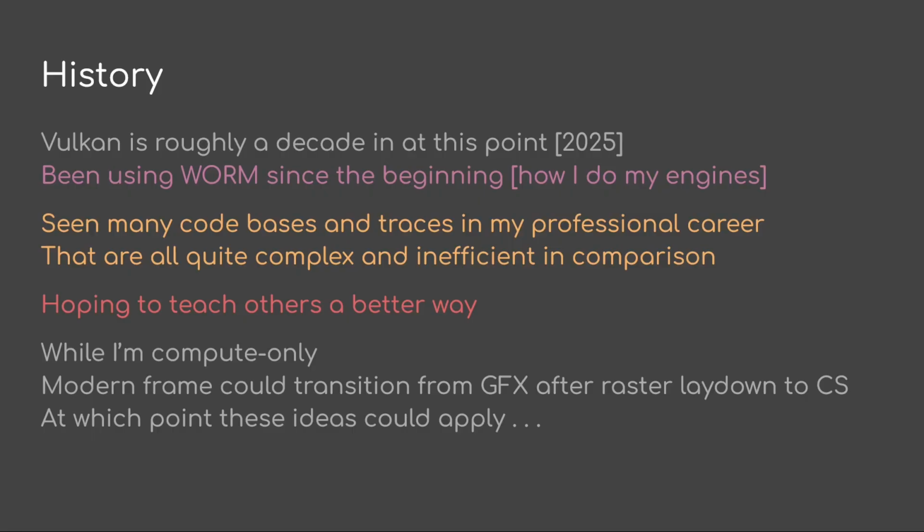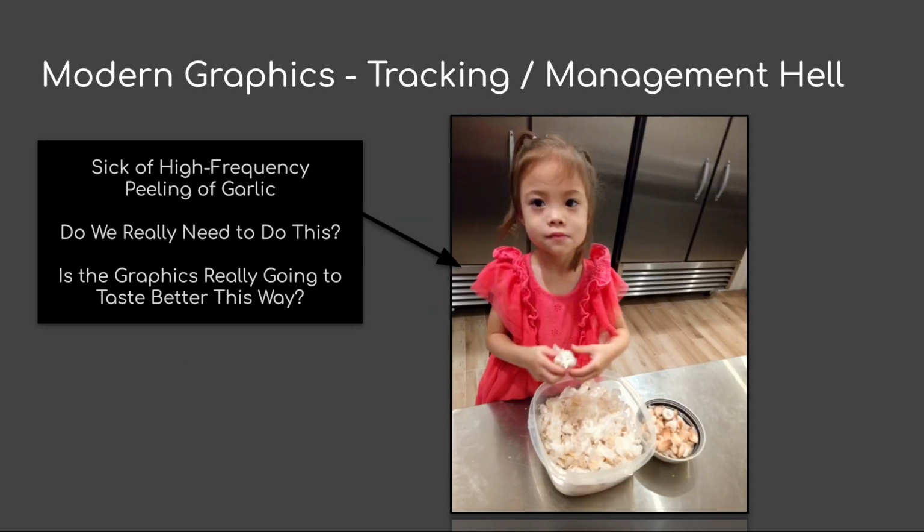I've seen a lot of code bases and traces in my professional career. They're all quite complex and inefficient in comparison. I'm still hoping to teach others a better way. While I'm a compute-only engineer, modern frames could transition from graphics after raster laydown to compute, at which point these ideas could apply. Yeah, modern graphics. Tracking management hell. Are you sick of high-frequency overheads? Do we really need to do this? Is the graphics really going to taste better this way?